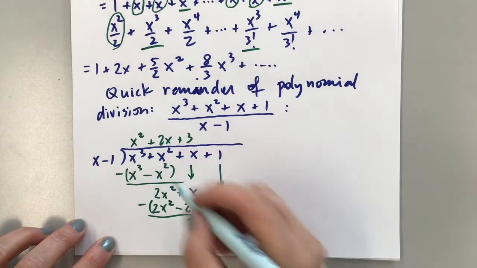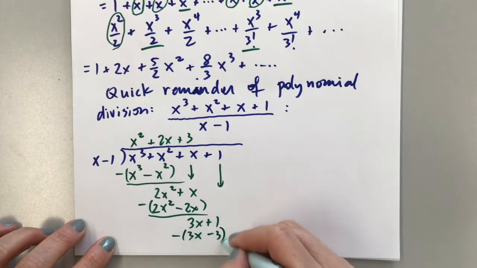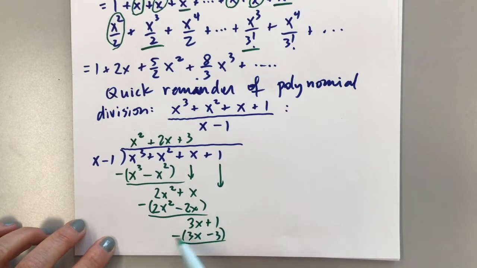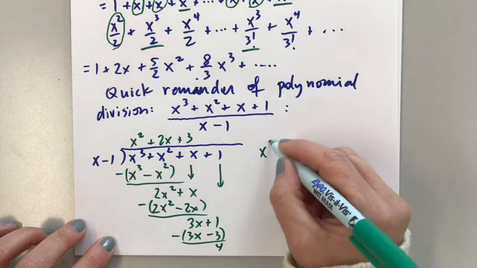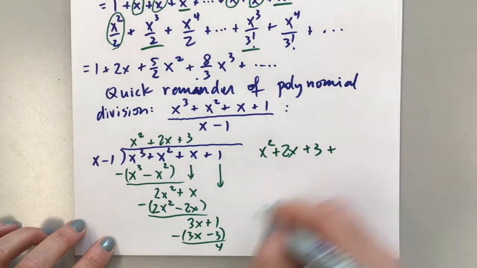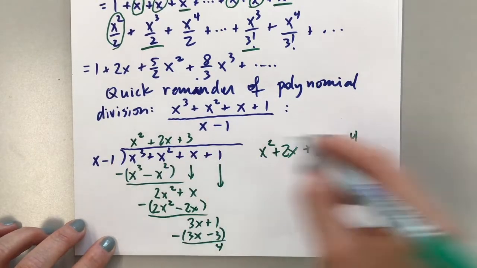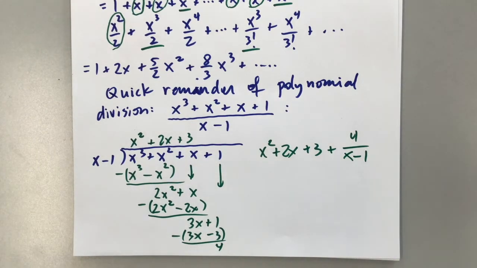And then we get 3x minus 3. So subtract, boom, and we have 3x minus 3x is 0, 1 minus negative 3 is 4. So our answer would be x squared plus 2x plus 3 plus the remainder 4 over x minus 1. Okay, so that's the way polynomial division works.